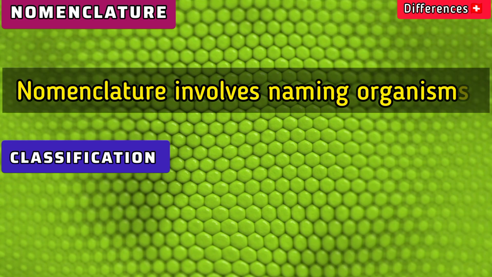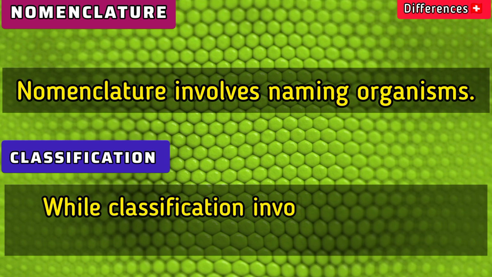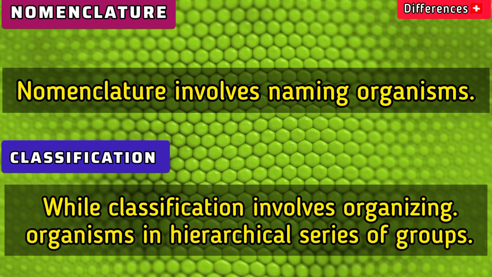Nomenclature involves naming organisms, while classification involves organizing organisms in hierarchical series of groups.